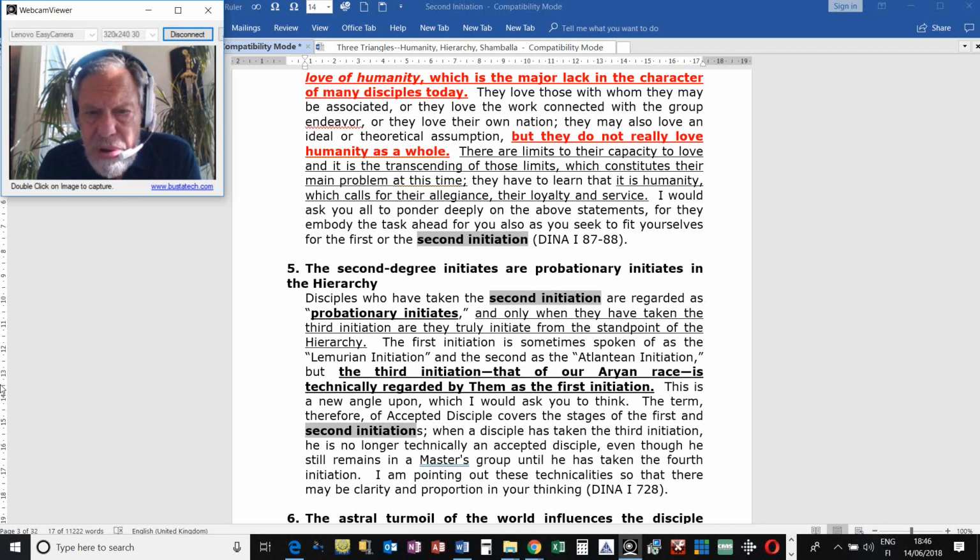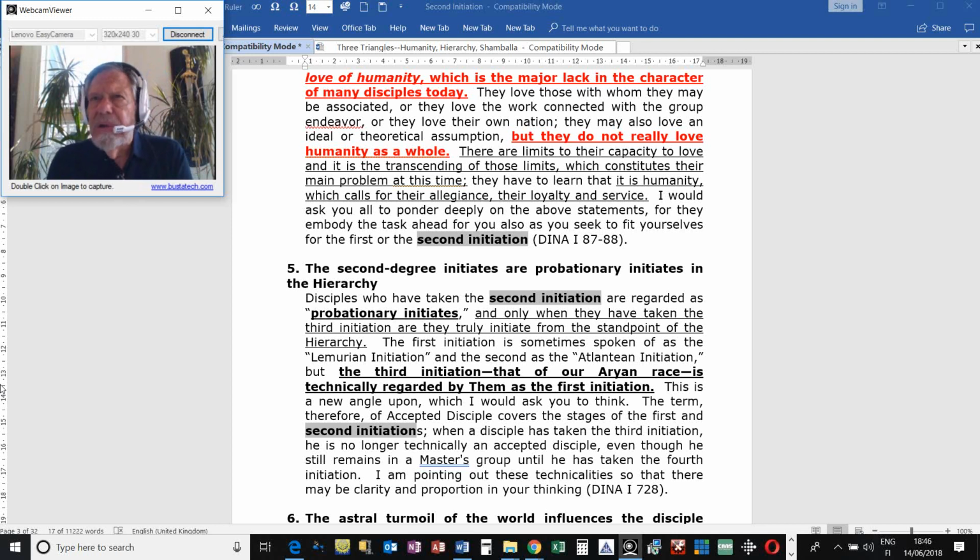I'm pointing out these technicalities so that there may be clarity, fifth ray, clarity, and proportion. There's Libra, proportion, and there's Venus the ruler, and Venus conducting the fifth ray. So there may be clarity and proportion in your thinking.